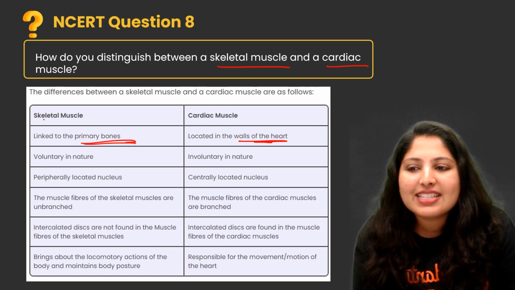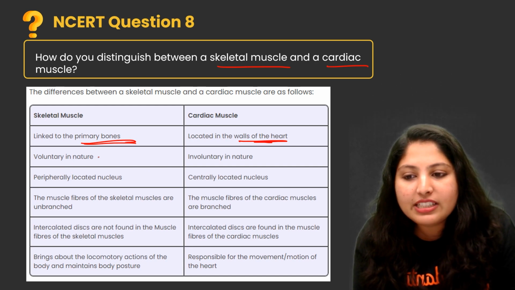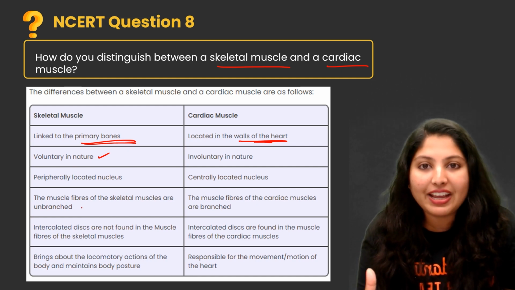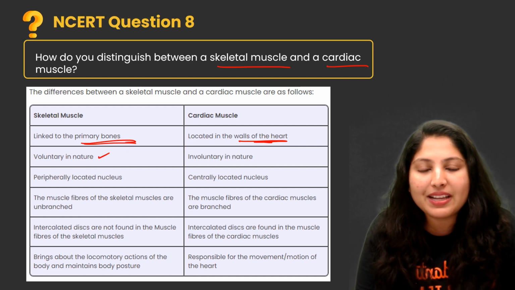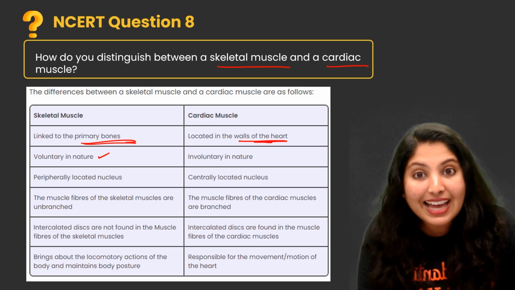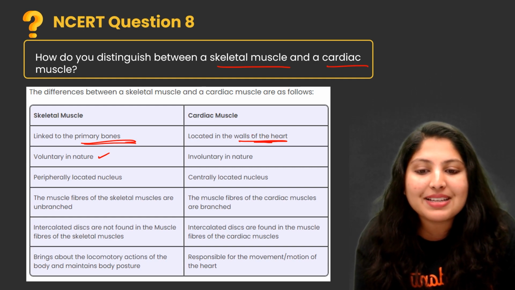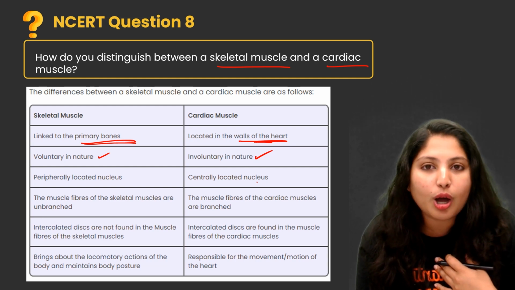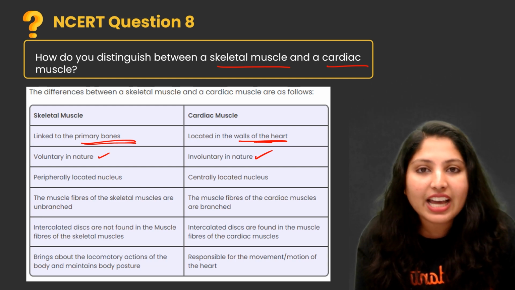Yes, skeletal muscle is voluntary in nature. That means when we are thinking that we have to move from one place to another place, we move. So that is voluntary. When we think we have to stop, we can stop. But cardiac muscle is involuntary in nature. That means we cannot stop the working of the cardiac muscle.